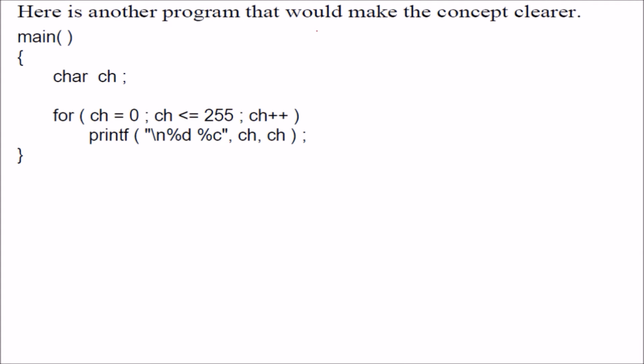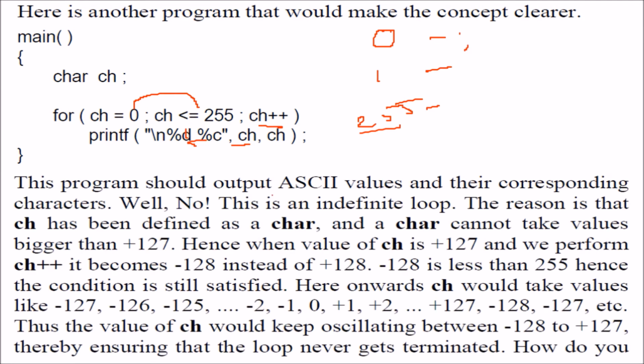We have another program that will make the concept clear. See, you start with 0, you go up to 255, and you are incrementing the character with ch plus plus. This simply shows, first of all, the number, so 0 and its corresponding character, then 1 and its corresponding character, till 255. This is obvious from this program. All the characters will be shown. But again, this program will not show this as expected. In fact, this is an indefinite loop.